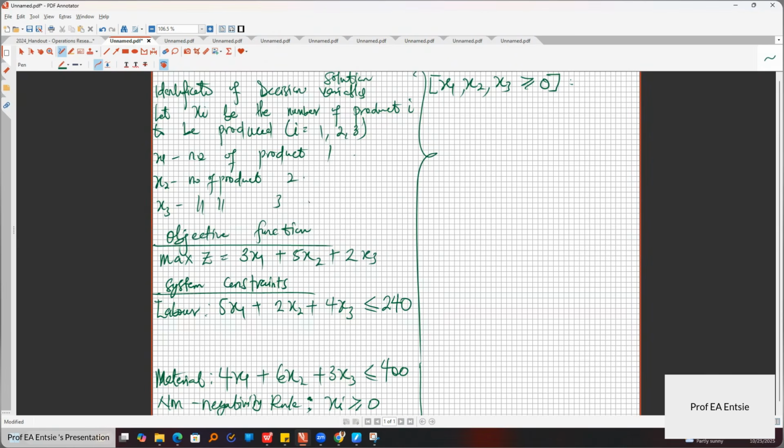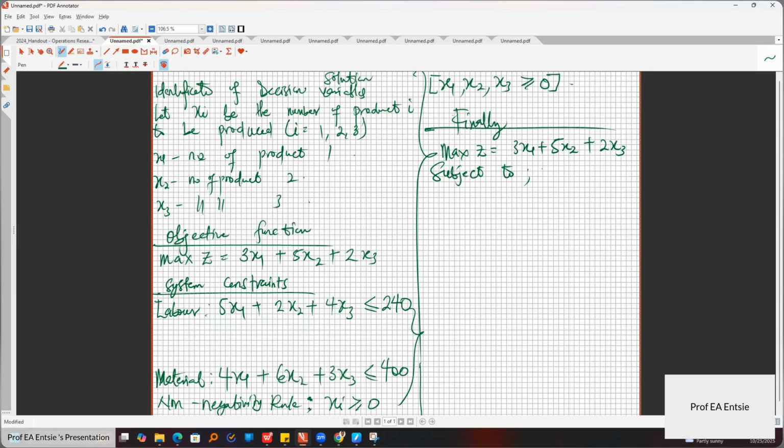So in all, we want to sanitize it. Finally, this is what our model structure will look like. The linear program model will look like this. We say maximize Z, which is 3x1 plus 5x2 plus 2x3, subject to these constraints.